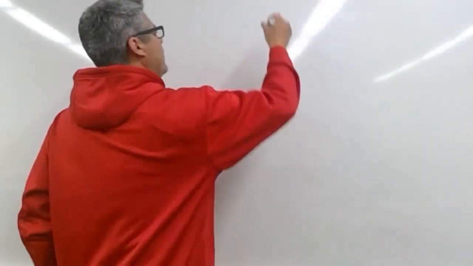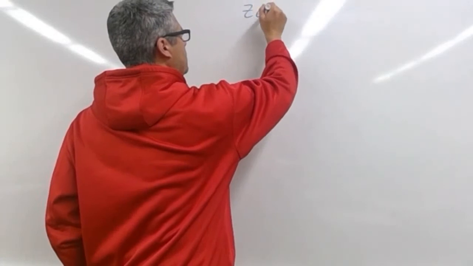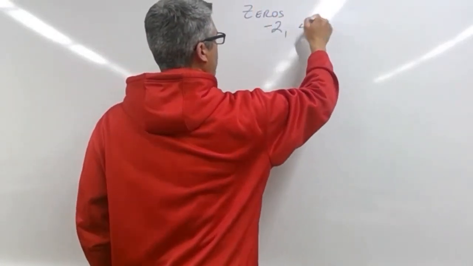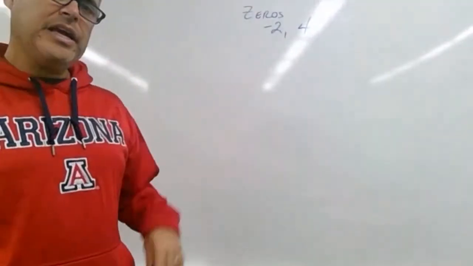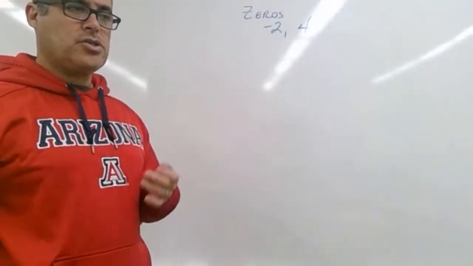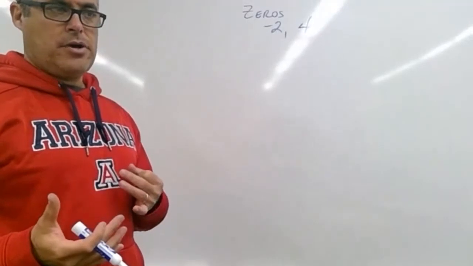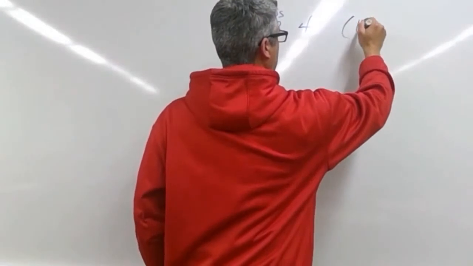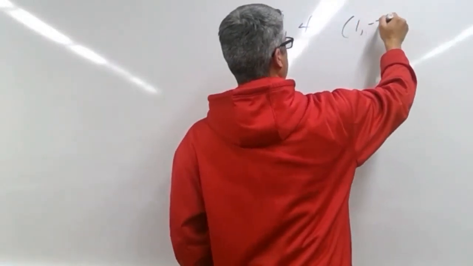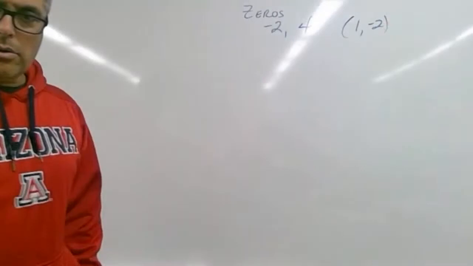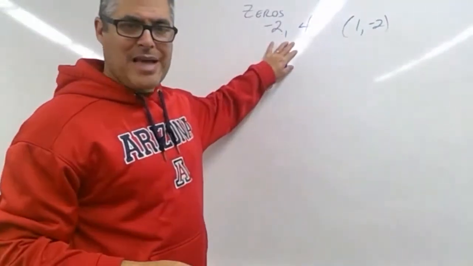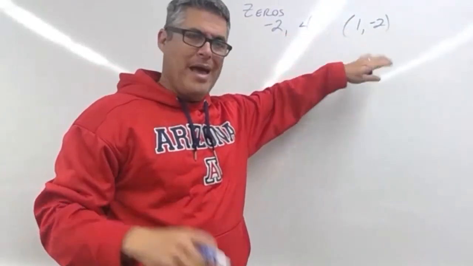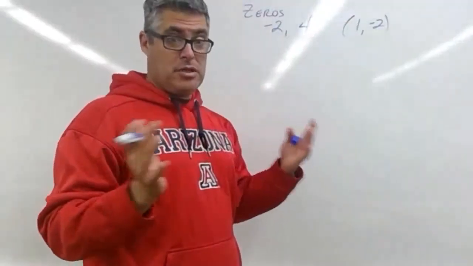Okay? They're going to give us a couple of zeros. Let's say negative 2 and 4. And they're going to give us another point somewhere on the graph. Okay? So maybe they're going to give us the point 1, negative 2. Something like that. Okay? So it's got to cross the x-axis at these 2 points, but then it's also going to go through that. And what that does is that gives you a lot of options for A.